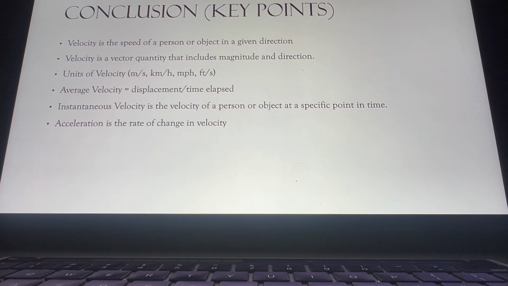So, like I was saying, we have the average velocity, which is displacement divided by time elapsed. Instantaneous velocity is the velocity of a person or an object at a specific point in time. Acceleration is the rate of change in velocity.